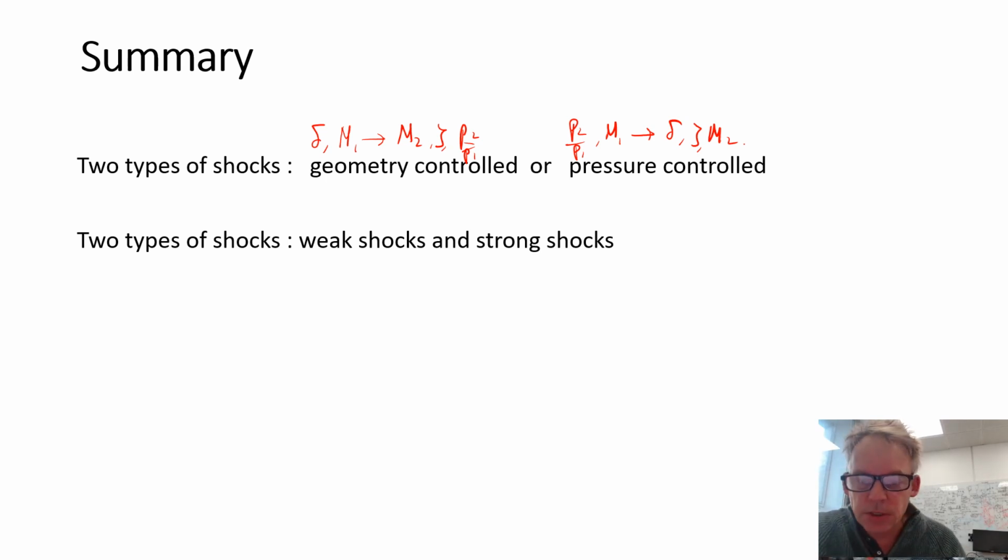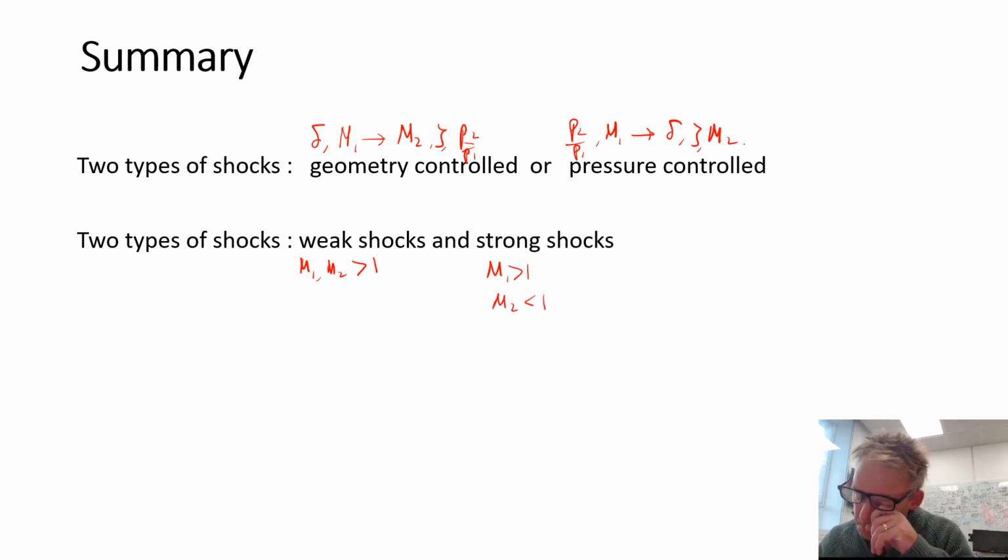We've got a discriminator between the types of shocks we have. We have oblique shocks, we have weak shocks and strong shocks. Very crude, but the general way of describing it: weak shocks are when M1 and M2 are both bigger than 1, both supersonic. A strong shock is the case when M1 is bigger than 1 and M2 is less than 1. That's a very crude way of describing it, but more or less a reasonable approximation.